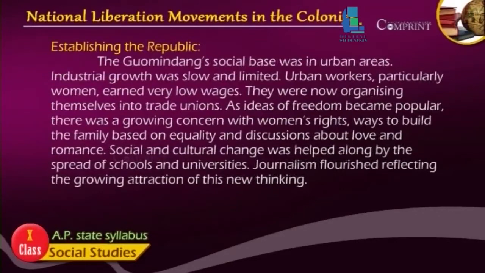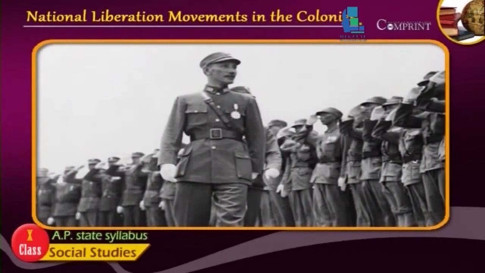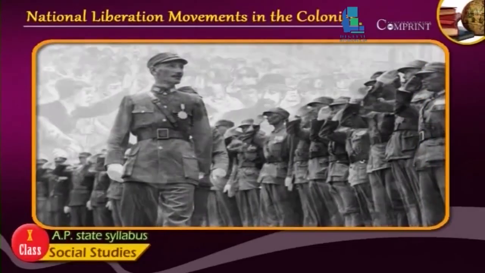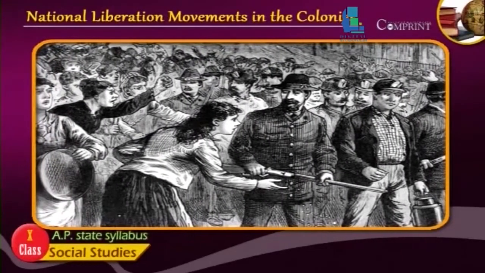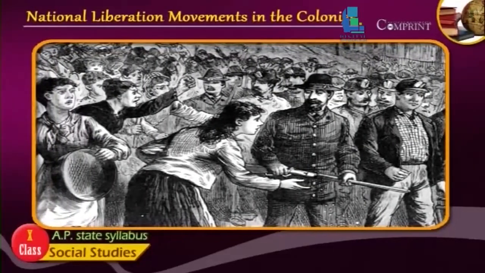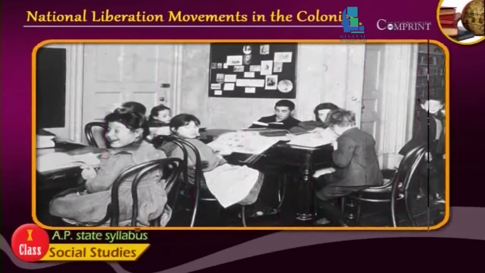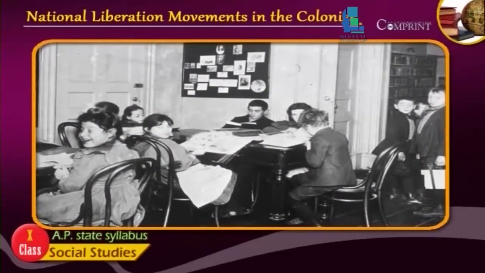The Kuomintang's social base was in urban areas. Industrial growth was slow and limited. Urban workers, particularly women, earned very low wages. They were now organizing themselves into trade unions. As ideas of freedom became popular, there was growing concern with women's rights, ways to build their family based on equality, and discussions about love and romance.